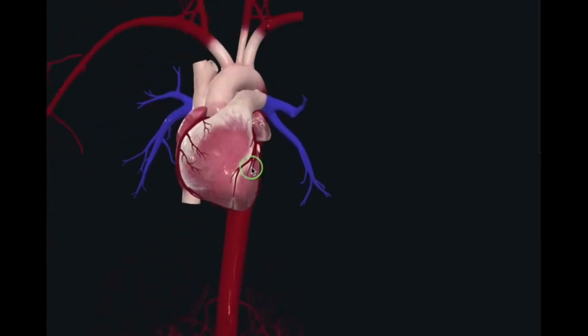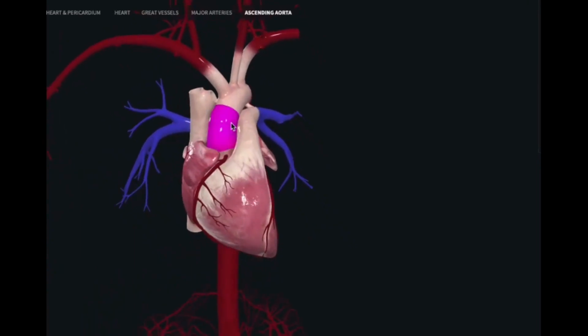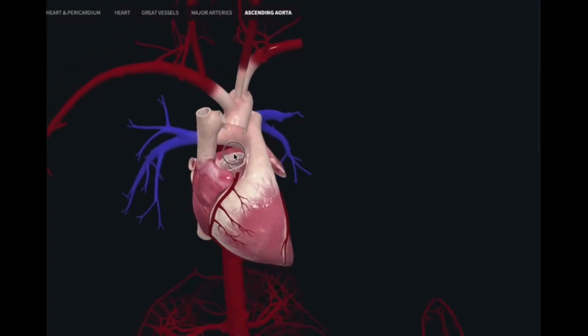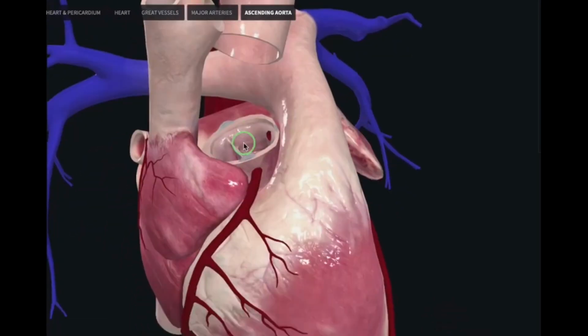Now, in order to view this clearly and much better, we would need to remove the arch of the aorta, or the ascending aorta to be more precise. Once we remove the segment of the ascending aorta, we can zoom in at the part of the.